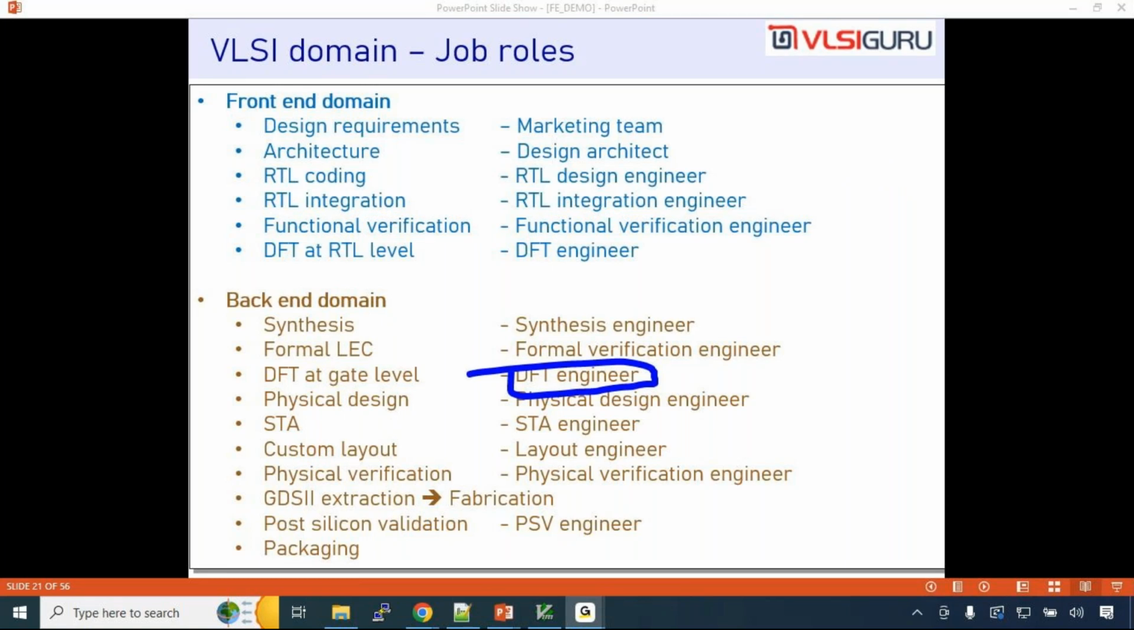So that is where, as I said, it is based on which domain you get into, you will be doing the same job. It's not about knowing many things. It's about knowing one domain. Let's say you are good in RTL coding, you should be an expert in RTL coding, even if you don't know anything else.